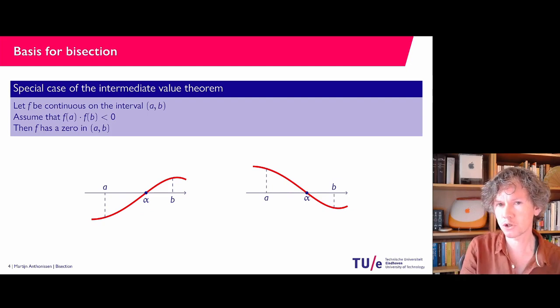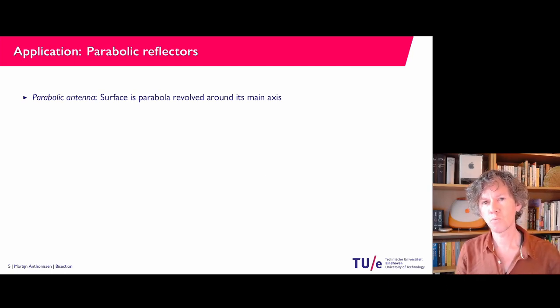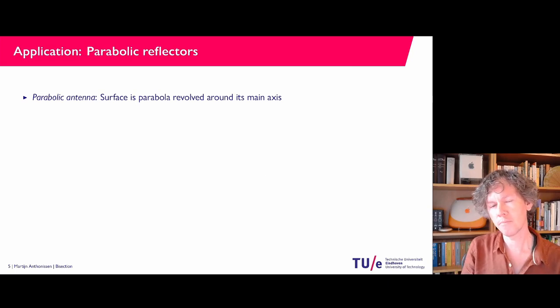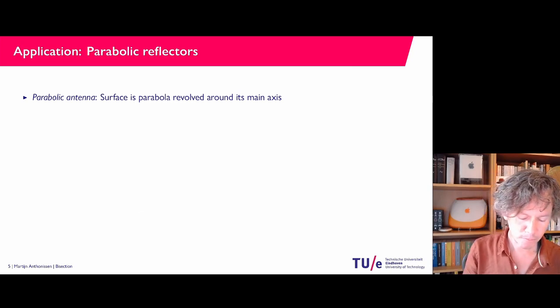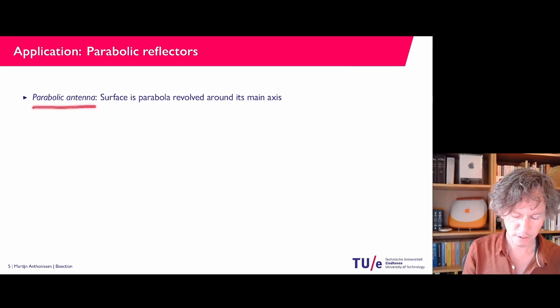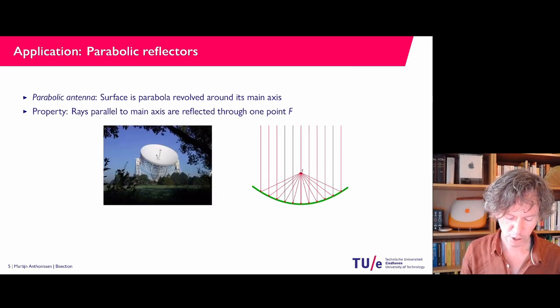Now, finding such a zero is an important problem, and there are many algorithms to do so. What I will show you is one problem that I'm going to model mathematically, and that will lead to finding a zero of a function. So say that we would like to build a parabolic antenna. So the surface is a parabola that you rotate around the main axis. So here you see a picture.